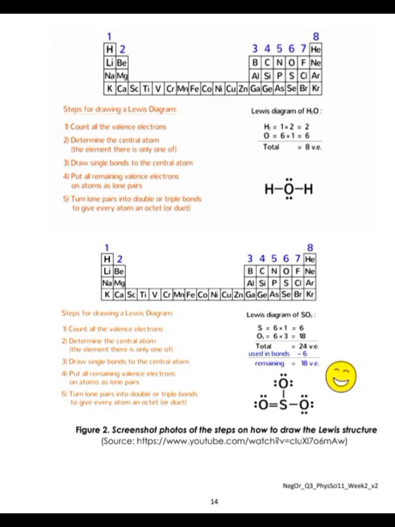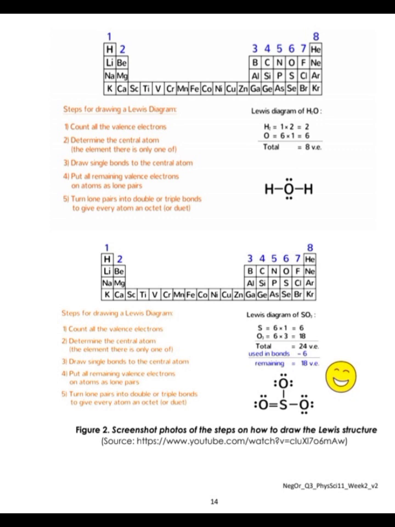As you can see in the table of elements, H has 1 valence electron, times 2 equals 2. O has 6 valence electrons, times 1 equals 6. 2 plus 6 equals 8. So now we have a total of 8 valence electrons.